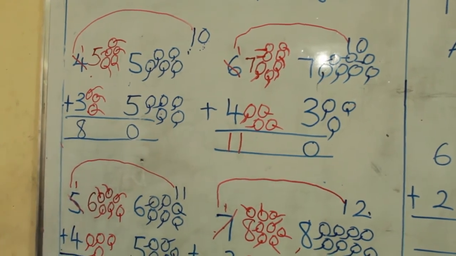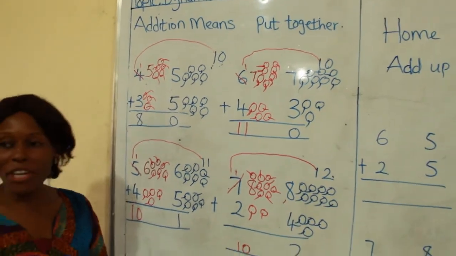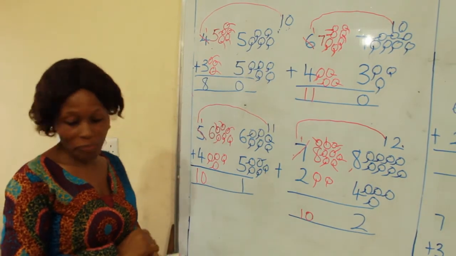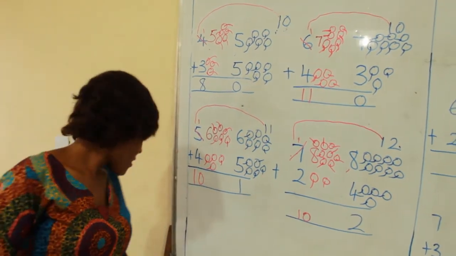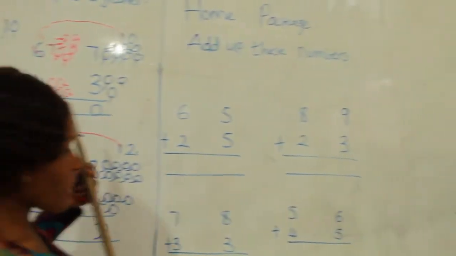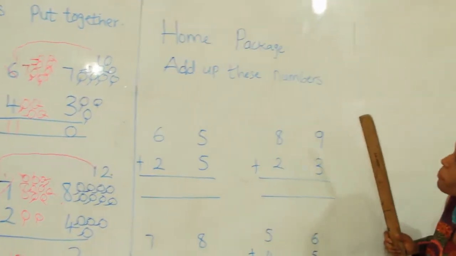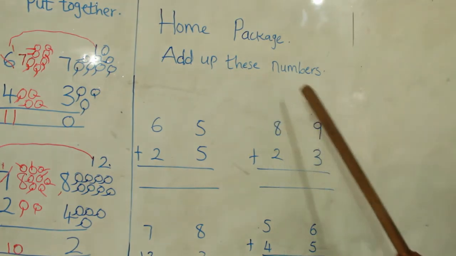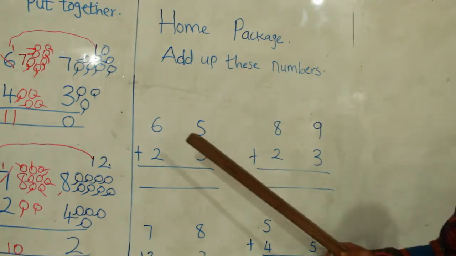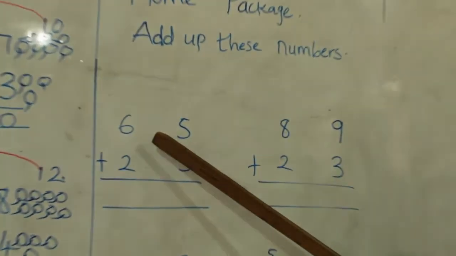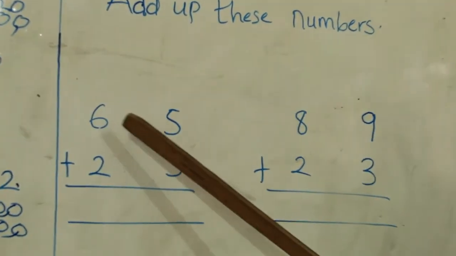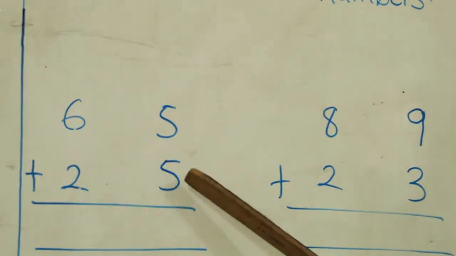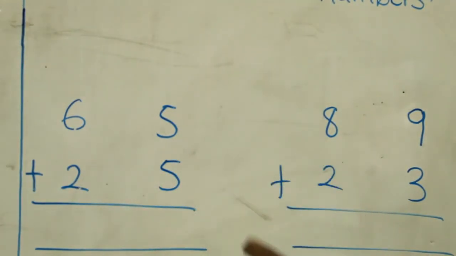So good children, right now I'm going to give you a home package, your homework. And I do know you're going to get it correctly. So let's come over here for your homework. You're going to do this for me. You're going to add up these numbers. I have here some numbers. You have 6 here. You have 5, which is 65. You have 2 here, and you have 5. You're going to add up these numbers.